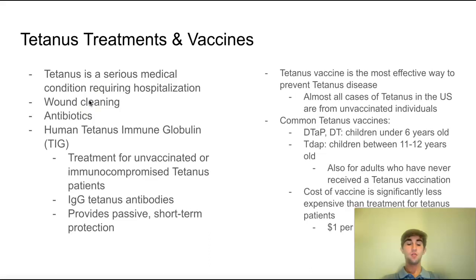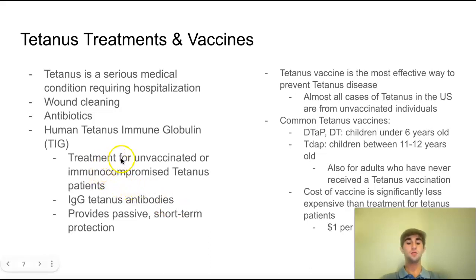And what they're going to try to do at the hospital is just try to get rid of that Clostridium tetani, get it to stop producing the exotoxin, the tetanospasmin. That's going to be through wound cleaning, through antibiotics. There's also the human tetanus immunoglobulin. That's an IgG antibody specifically for tetanus. And that's going to provide passive protection since it's not the person's own antibodies. They're receiving it from someone else. And it's just going to provide that short-term protection.